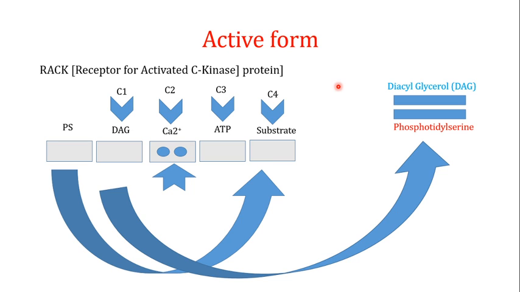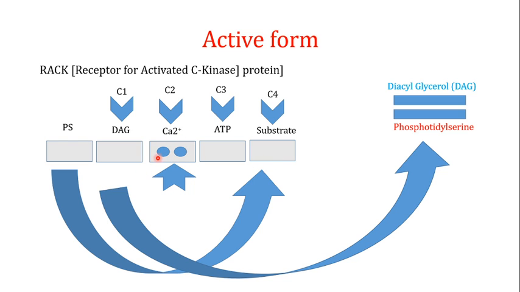Now, when the concentration of calcium increases, the calcium goes and binds to the C2 domain, which is the calcium binding domain. Two calcium ions bind to this calcium binding domain. So when the calcium binding domain has been attached with the two calcium ions, the pseudo substrate site will be removed from the substrate binding site because of the binding of this calcium.